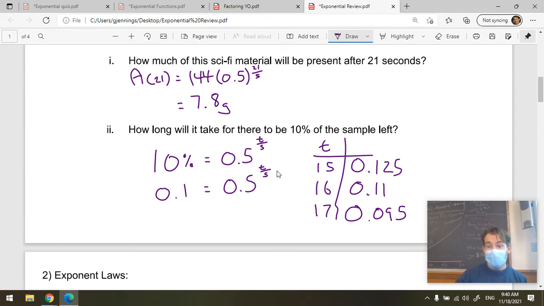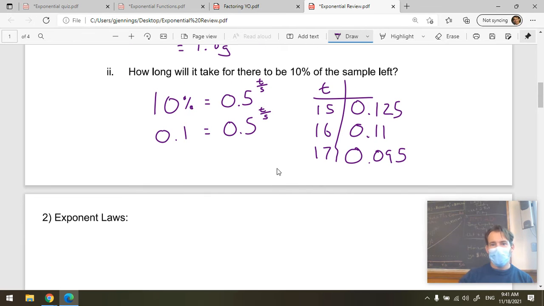I'm satisfied. I've gotten close enough. I could get a lot closer with decimals, and I could get an exact answer with logarithms next year. So it's going to take a little while. Okay, so therefore it will take 16.5 seconds for there to be 10% left.